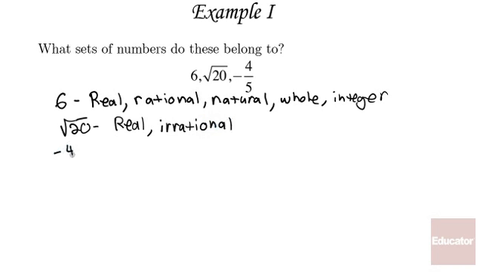Negative 4/5. This is expressed as a fraction. So, well, it is a real number. And it's also rational because it can be expressed as a fraction. It's not a natural number because it's negative and it's a fraction. Same thing, it's not a whole number, and it's also not an integer. So this belongs to the two groups, real and rational.